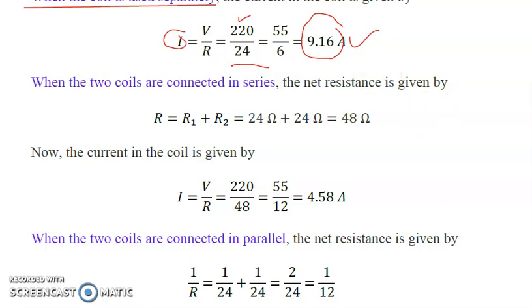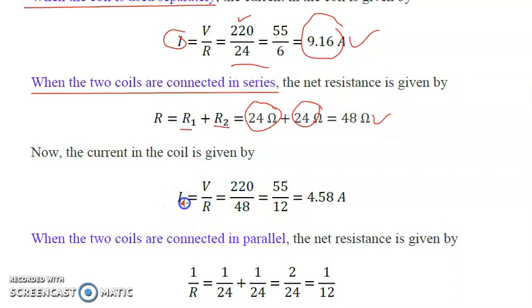Okay. Whenever these two are connected in series, the total resistance of the circuit would always change. Since the resistance of each wire is 24, we apply the resistance formula R1 plus R2, which is 24 plus 24, so it will be 48.